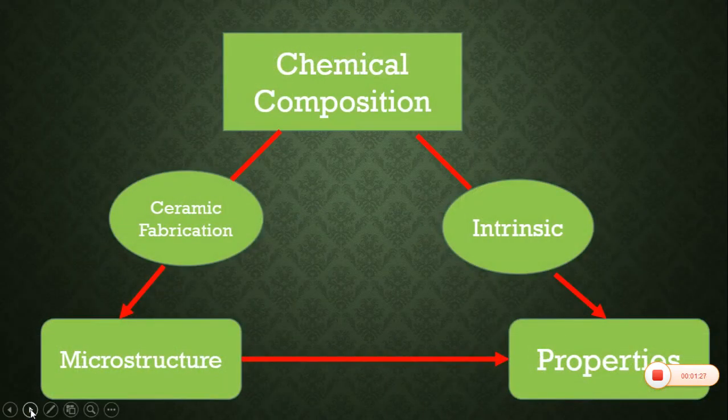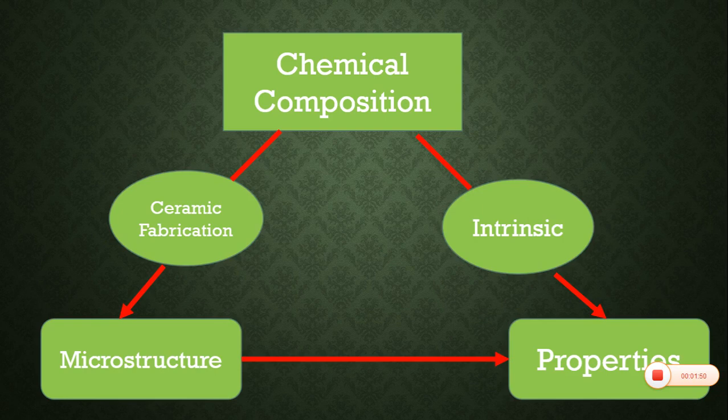Now, this figure gives an important relationship in ceramic fabrication. First of all, the chemical composition. The chemical composition depends on the selection of starting materials. Purity of the materials is highly important in the selection of the composition.